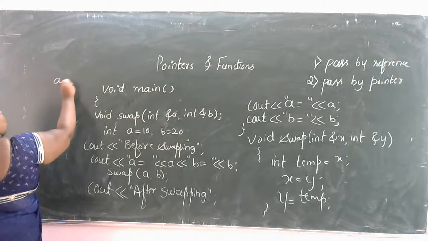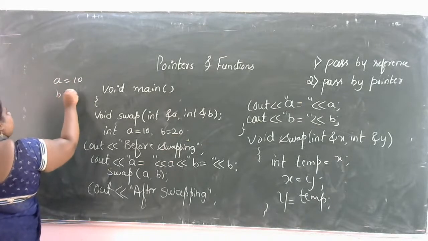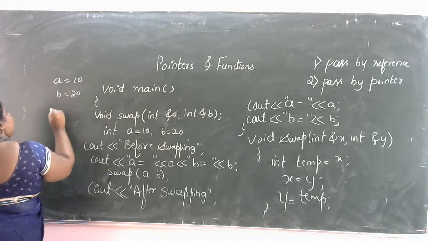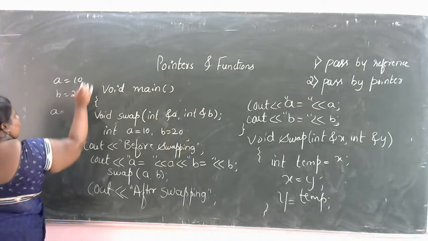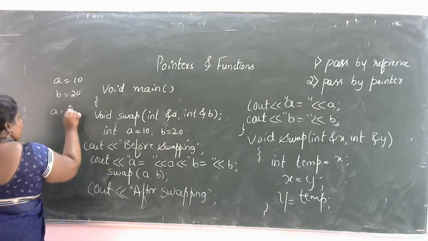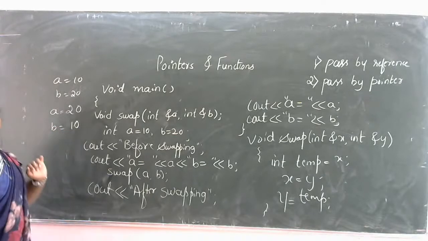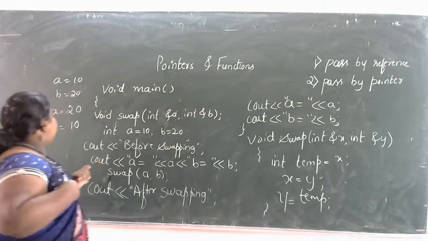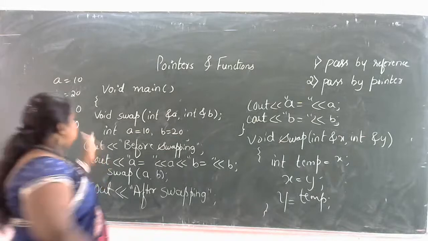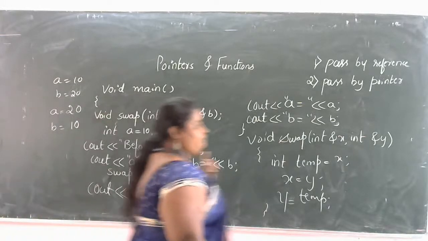Here a equal to 10, b equal to 20 is declared. After swapping, the values must be interchanged. A should be 20, b should be 10. We'll see the workflow right now.